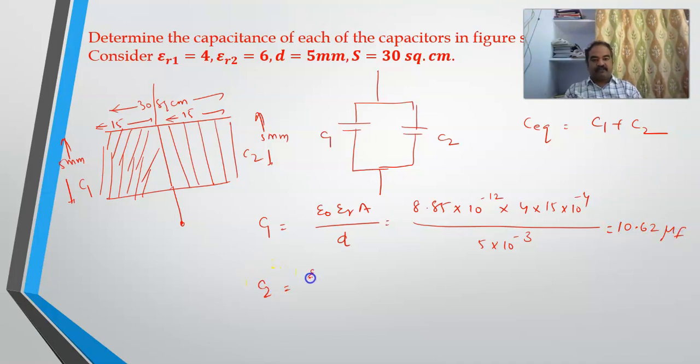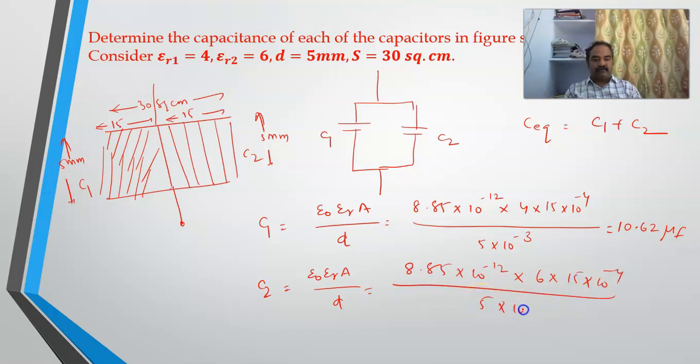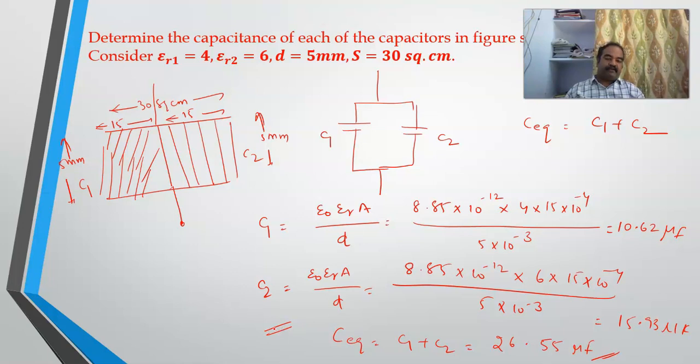Similarly for C2, if I do the same, I get 8.85 into 10 to the power of minus 12 into 6 into 15 into 10 to the power of minus 4 by 5 into 10 to the power of minus 3, which gives 15.93 microfarad. So my C equivalent is C1 plus C2, adding these two, which gives 26.55 microfarad. So this is the way we determine C equivalent for the two cases.